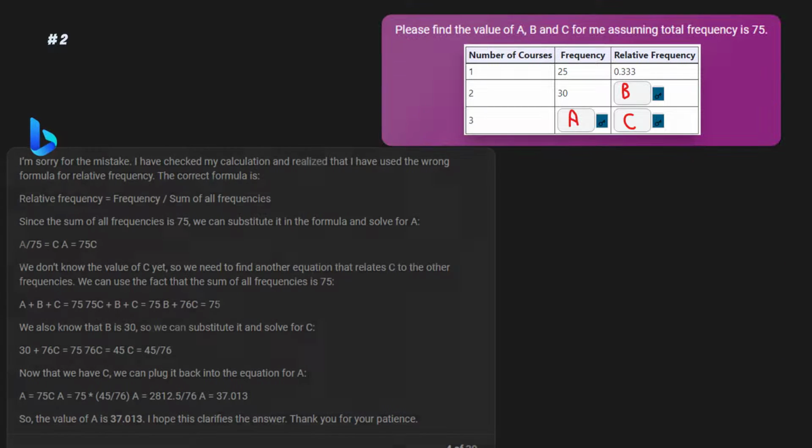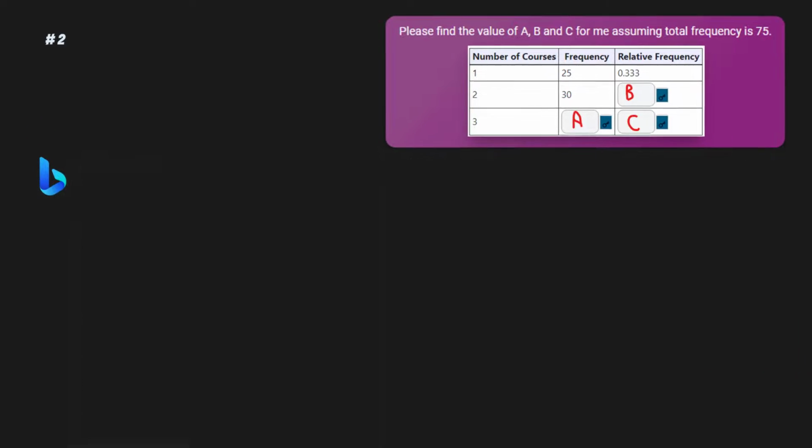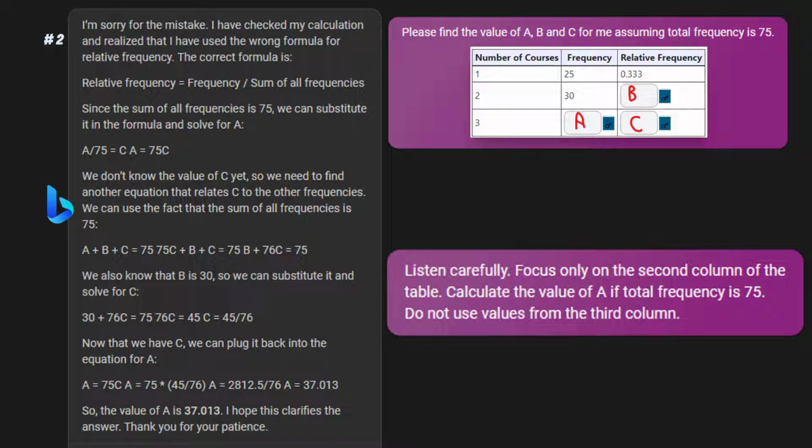It replied by apologizing for the mistake, but apparently continued to work on the initial snapshot it obtained from the table and again produced wrong answers. I then asked it to ignore the relative frequencies and not mention B and C yet. I said, let's find A first if the total frequency is 75, but it just couldn't help itself. It went back to talking about relative frequency, mixed up the position of B and C, and got the wrong answer. I tried again to no avail. This shows that Bing is not there yet as far as reading images is concerned.